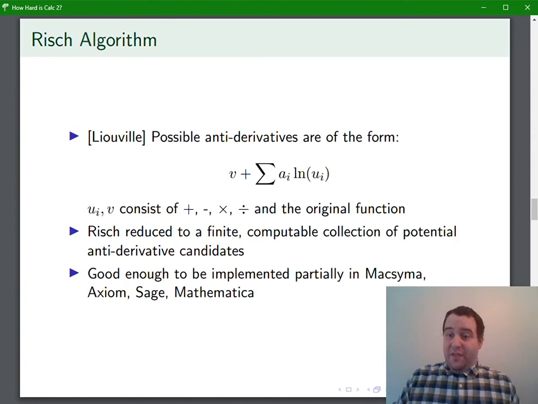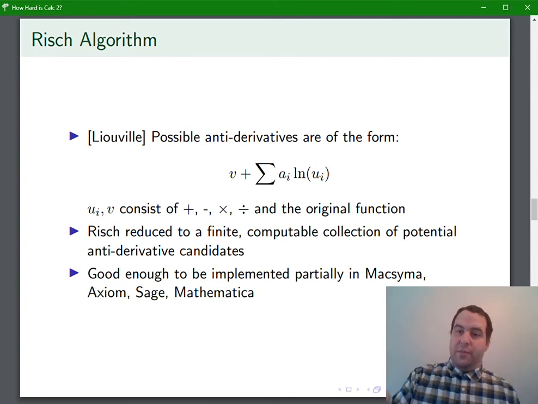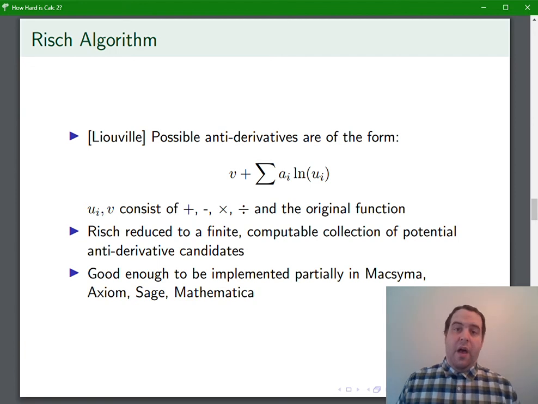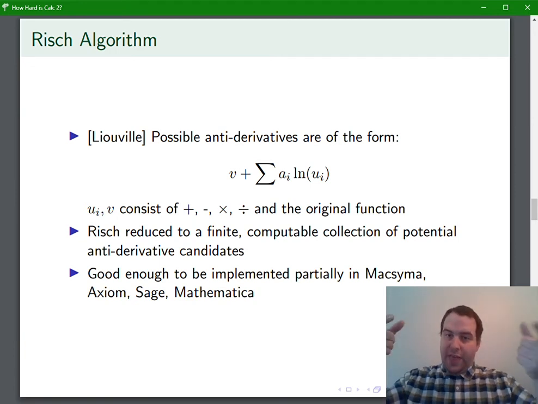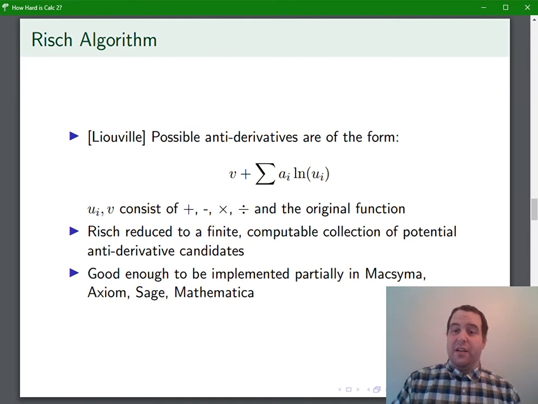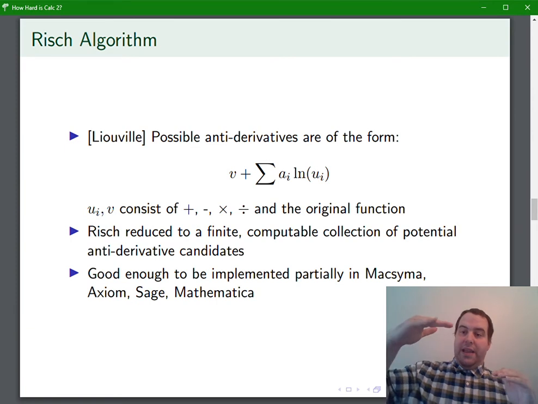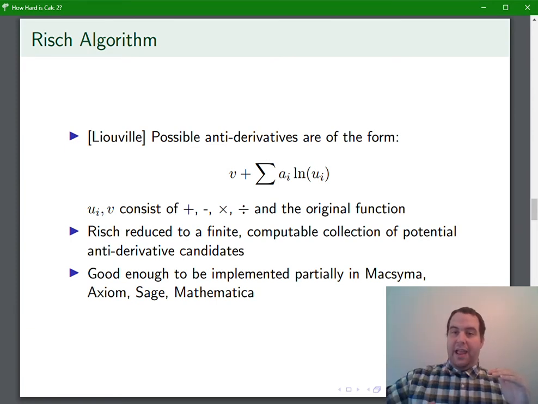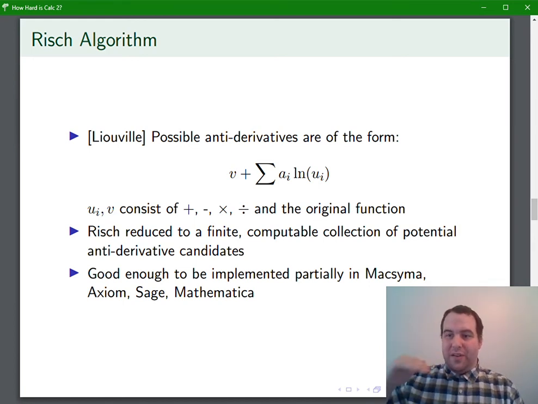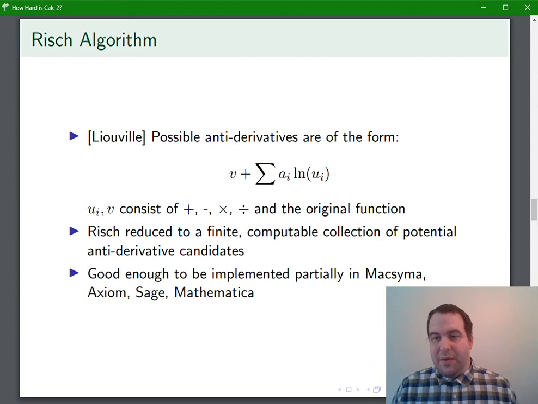Well, actually, this function is really nice. Liouville proved that the possible antiderivatives for an elementary function are of this particular form. It's a really nice form. And Risch actually reduced that down to a finite computable collection of potential antiderivative candidates. So given a particular problem, we can list out a finite, very computable list. This is not something that you'd want to do by hand, but certainly something that the computer doesn't mind doing.